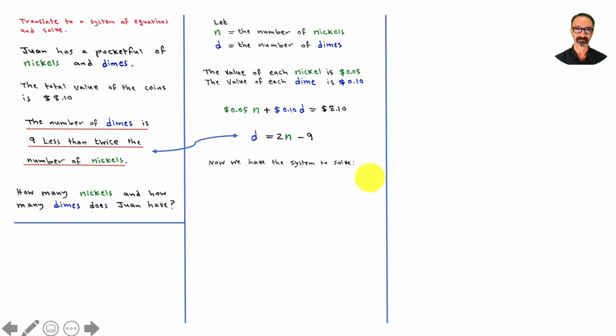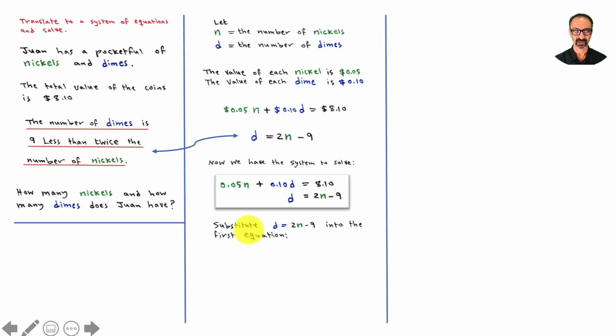Now we have the system. That's this equation, this equation. Let's box it. I think it's ready for substitution. So let's do substitution. Substitute d equals 2n minus 9 into the first equation. We're going to take this expression and put it right there. I'm underlining it with pencil to show you exactly where it's going to go or where it came from. Instead of d in the first equation, we're going to write the expression 2n minus 9.